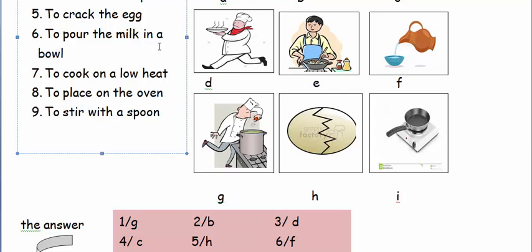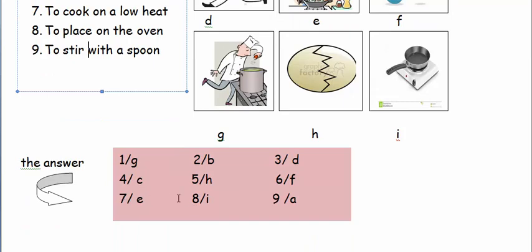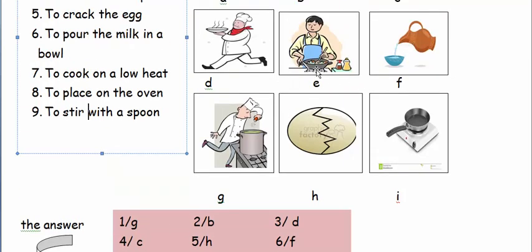To pour the milk in a bowl. This is milk. So now we are pouring the milk. This is the action of pouring. Pour the milk in the bowl. To cook on a low heat. So this is number 7. Number 7 is with the E. So here she is cooking. Low heat means على حرارة منخفضة جدا. Okay. To cook on a low heat.